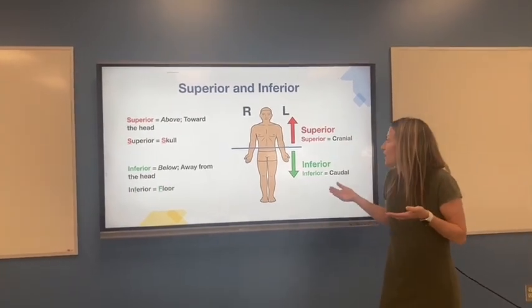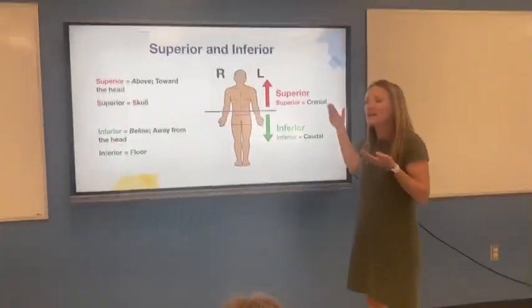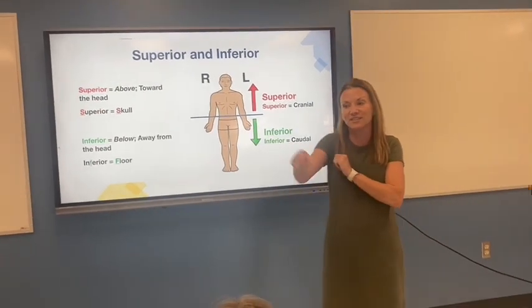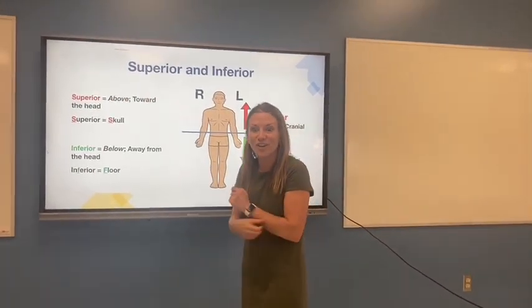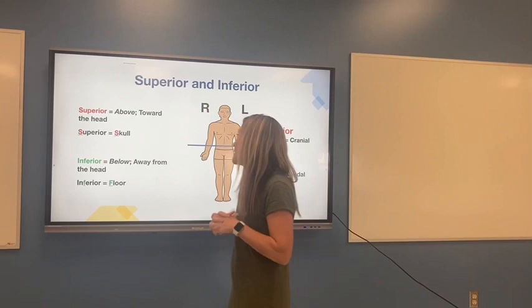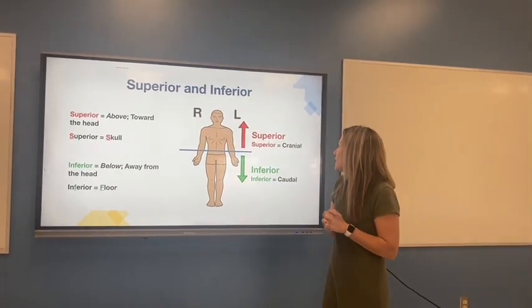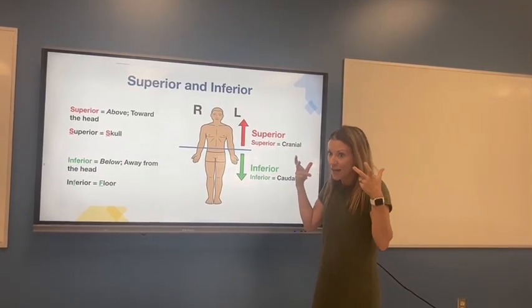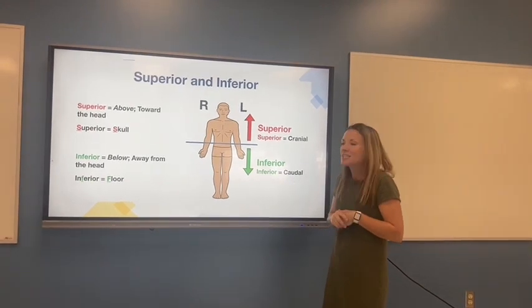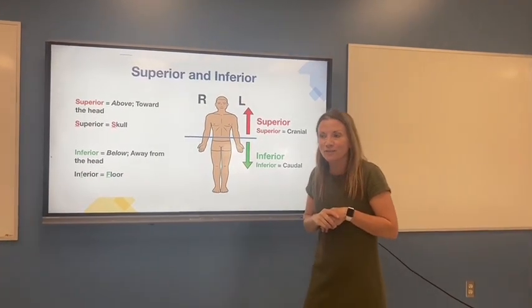Of course, there are other terms we can use for that. The other term you might hear for superior is cranial. Why do you think we call it cranial? Yes? Because your head's called a cranium. Good. The medical term for our head is cranium. So if you see cranial, that means towards the head. The other term is caudal. Does anybody know what caudal stands for?